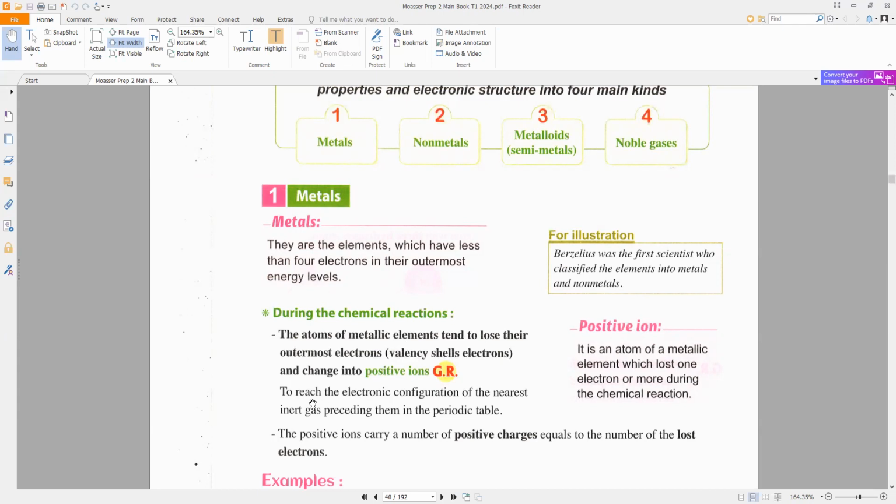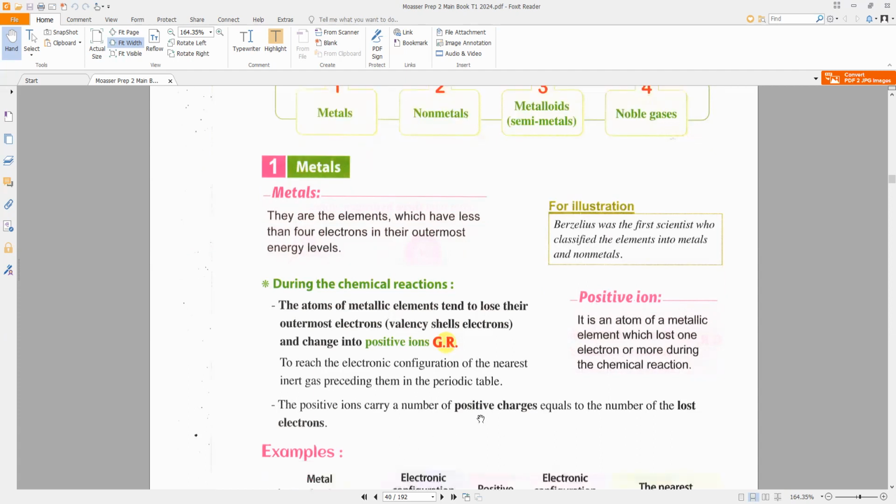It forms a positive ion to reach the electronic configuration of the nearest noble gas or inert gas preceding it in the above period. So it changes to a positive ion. And the positive ion is an atom of a metallic element which lost one or more electrons in a chemical reaction.